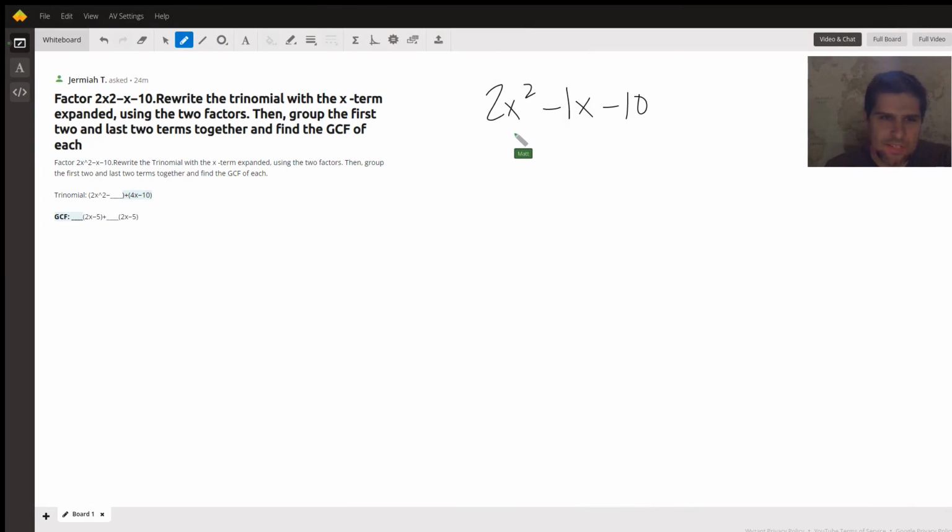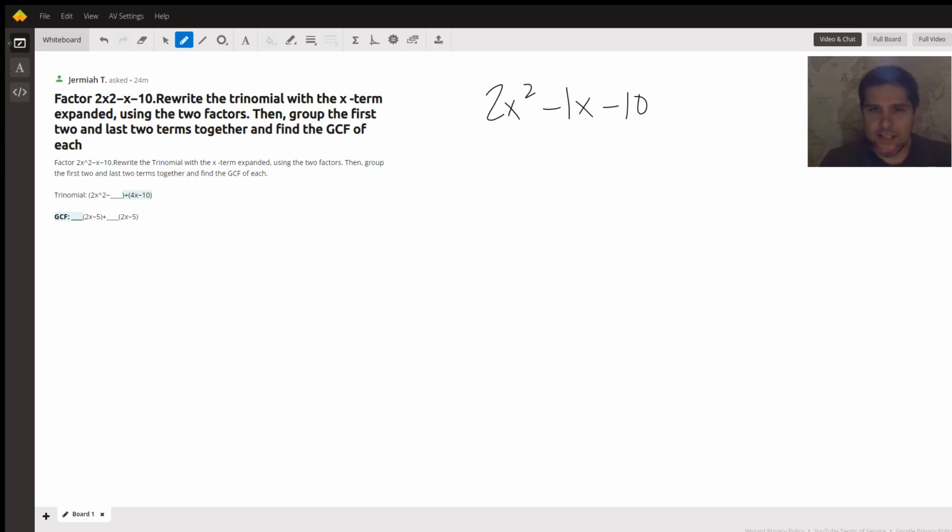All right, this question was submitted by Jeremiah, and it's a factoring question. It says factor 2x squared minus 1x minus 10. Rewrite the trinomial with the x term expanded using the two factors. Then group the first two and last two terms together and find the GCF of each.